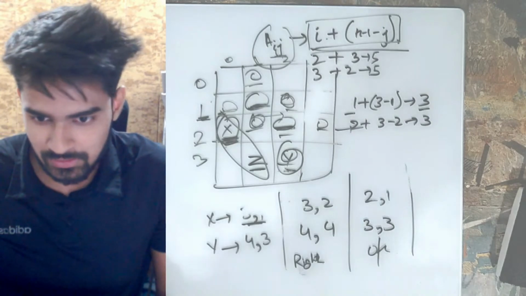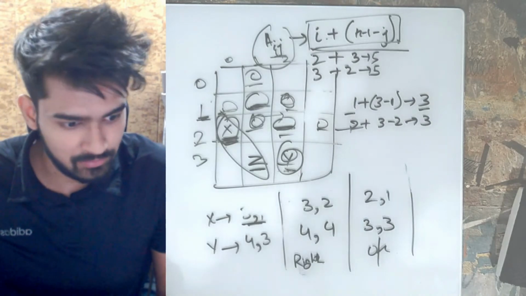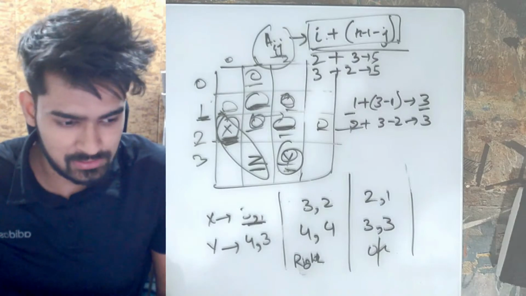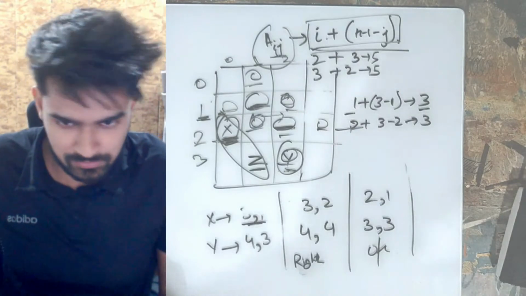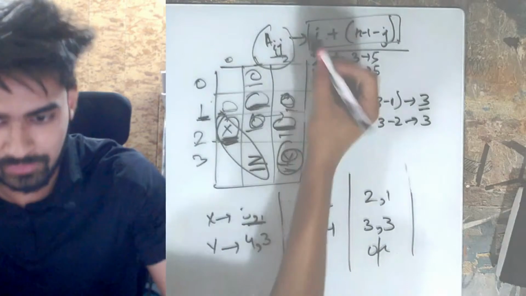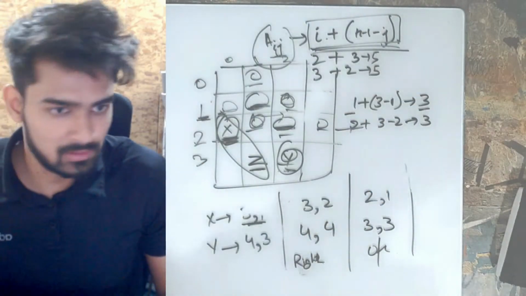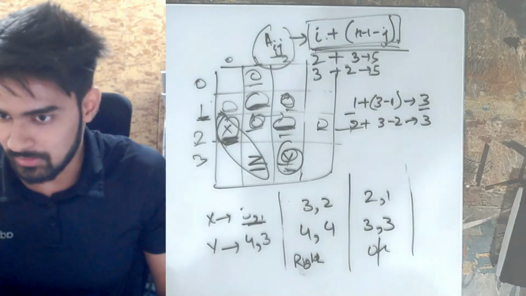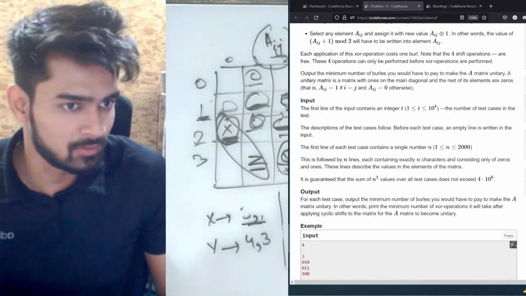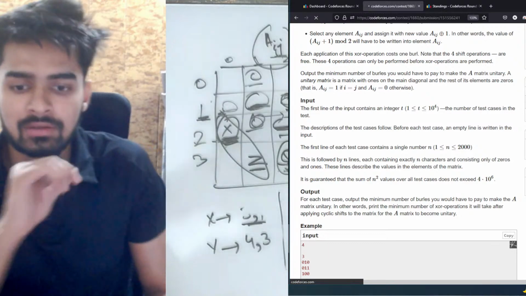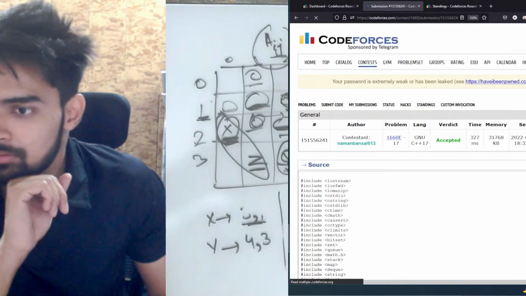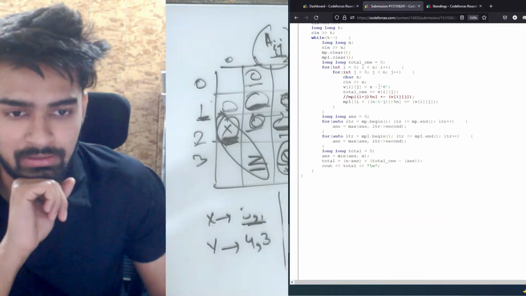Since n minus 1 is constant, can't we just omit it and write i minus j? We can do that, not an issue. This is the way I thought, but yeah, you are right. We can actually write i minus j as well. Now I'll show you my code as well. I'm not sure how many of you are able to understand this. It's kind of a little difficult to make you understand.